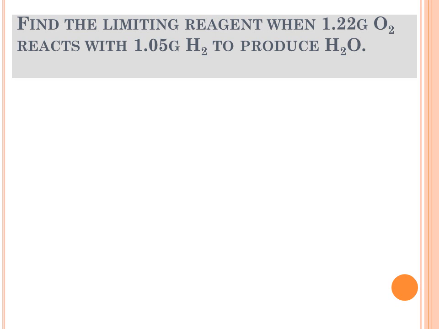In this problem, we're being asked to find out what the limiting reagent is when the oxygen reacts with the hydrogen to produce water. So obviously the first thing we're going to need is an equation. And with most of these things, we always put the information we know directly underneath it. In this case, we've got masses given to us. So the 105 goes under the hydrogen and the 1.22 goes under the oxygen.